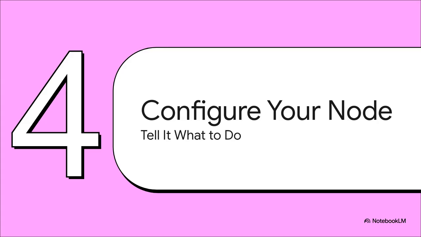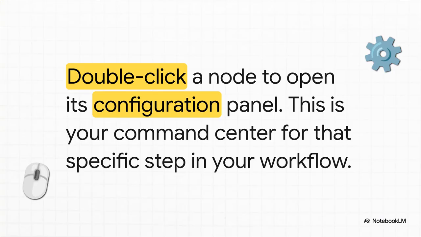So right now we have a node on our canvas, but it's really just a shape, an icon. It doesn't know what to do yet. We have to go inside and give it some instructions, and this is where the real magic happens. And how do you do that? It could not be simpler. You just double-click the node, and bam, that opens its configuration panel. This is basically your command center for this one specific step.